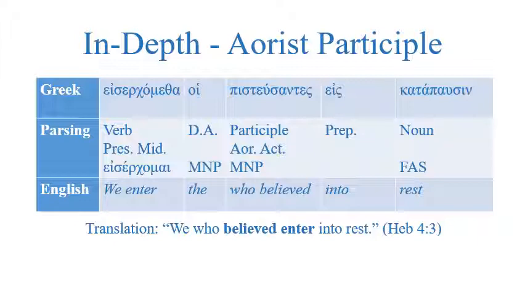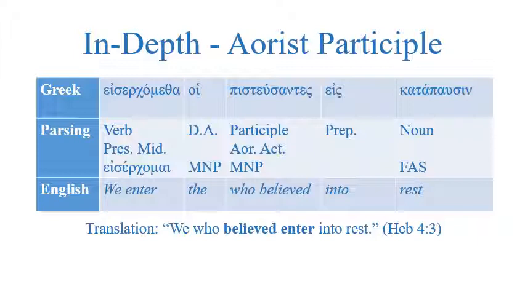In our next example, we see how the aorist works with a present tense verb. In Hebrews 4:3, we get the phrase eiserchometha hoi pistEusantes, eis katapausin. Eiserchometha is our main verb. It's from eiserchomai, which means to enter, and it's present and middle, because the Greeks, for whatever reason, always think of going or coming as being in the middle voice. Hoi is once again our definite article, masculine nominative plural, and pistEusantes is our participle, masculine nominative plural to match hoi, but also in the aorist and the active.